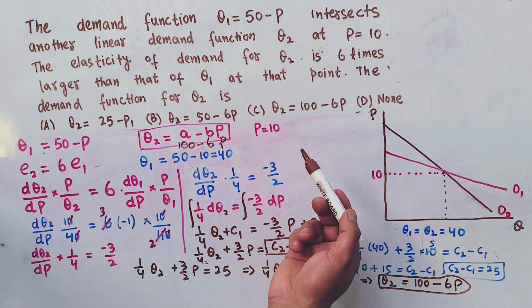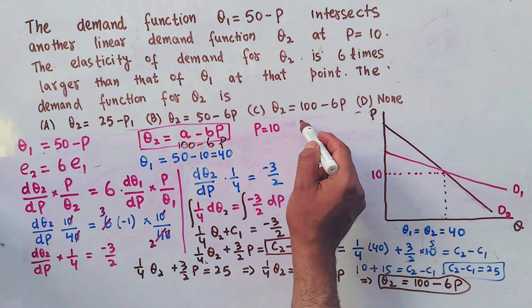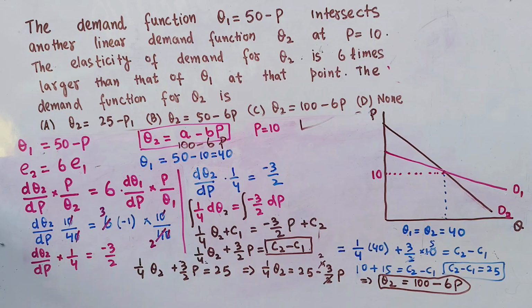So the correct option should be Q2 equal to this very function, that is the demand function for Q2 = 100 - 6P. I hope I made myself clear in this video. Thank you.